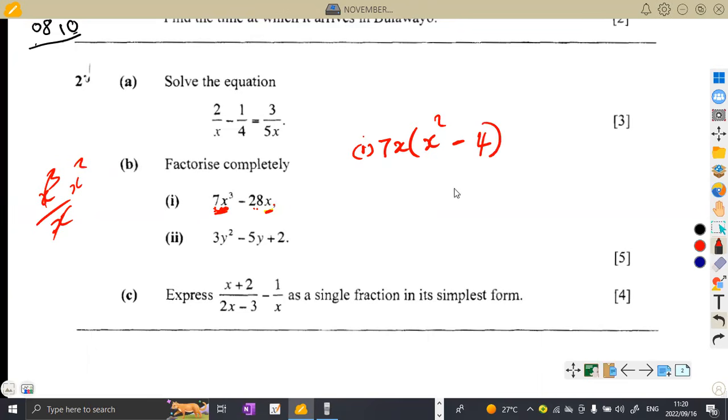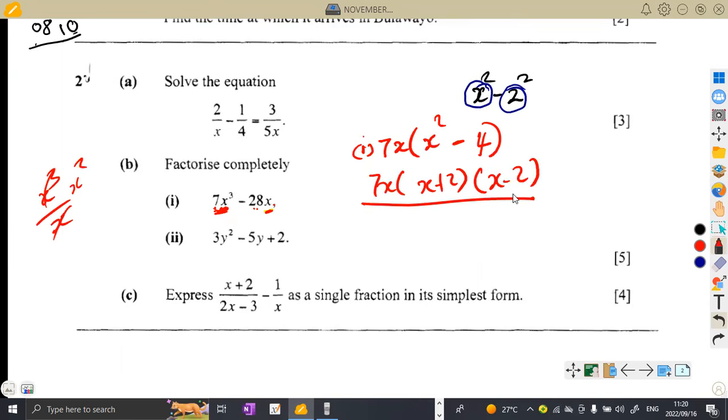But inside this bracket, this is a difference of 2 squares because this 4 is the same as what? 2 squared, okay? So this is the same as writing x squared minus 2 squared, where I told you that once you can write it in this case, we're going to take this x and this 2. So our answer is going to be 7x into x plus 2 and x minus 2. One bracket adds, another bracket subtracts. That's your difference of 2 squares. All right, so I think this one was clear.